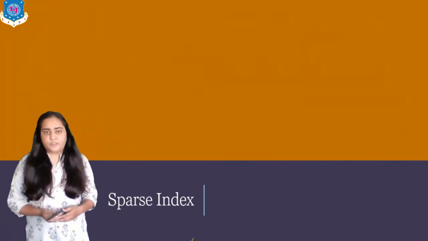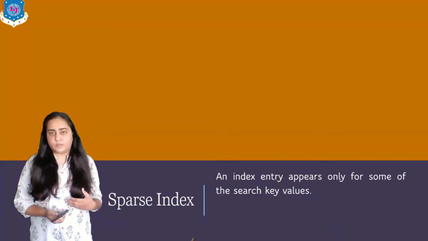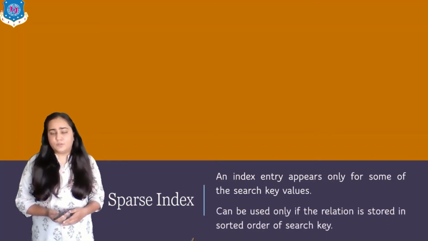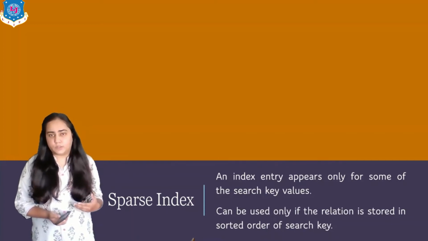The next type of index is a sparse index. Here, an index entry appears only for some of the search key values, not all. It can be used only if the relation is stored in a sorted order of the search key.